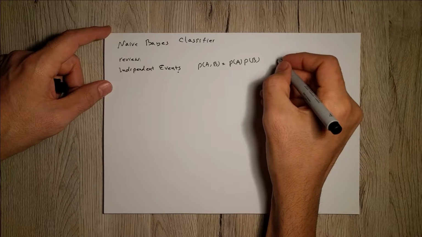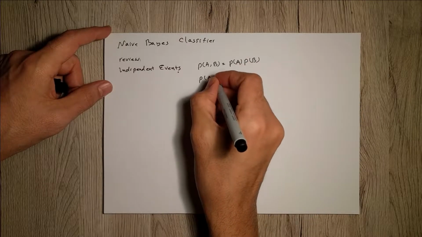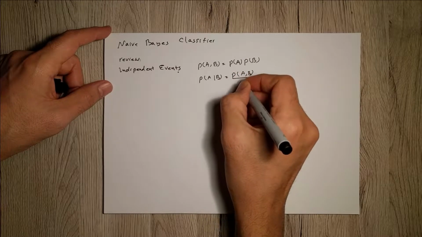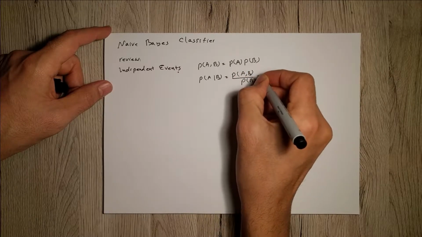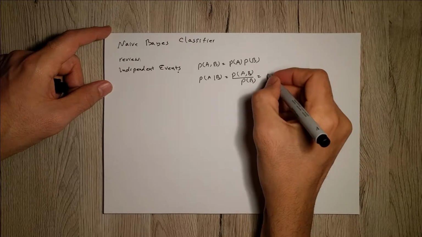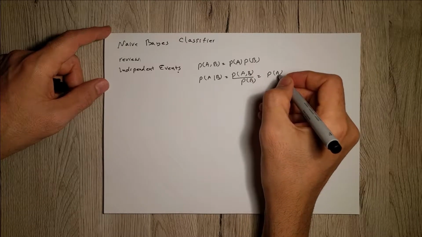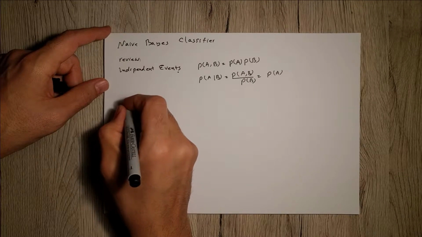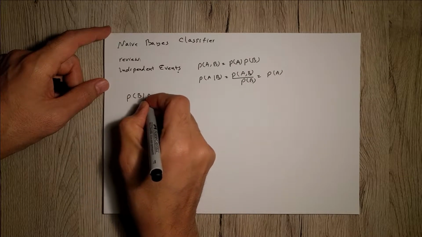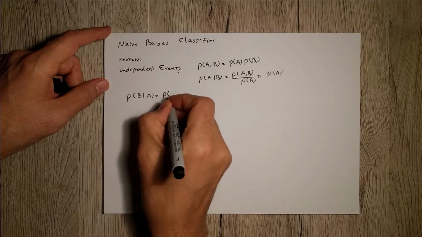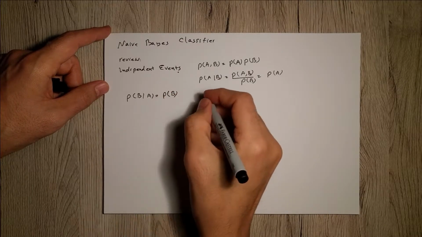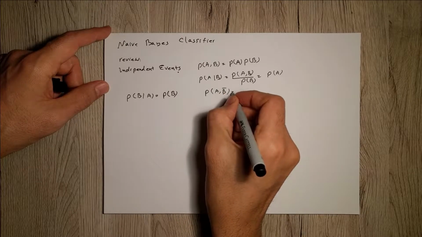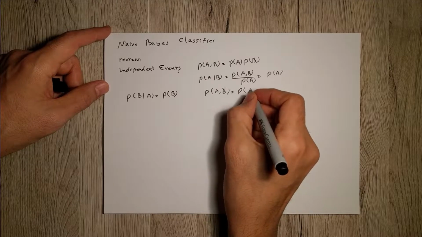And if I write down the Bayes rule, probability of A given B is equal to the joint probability over probability of B, which if I use the first line, gives me just the probability of A. And of course it's the same for probability of B given A, which gives me probability of B, and also A and B complement are independent.